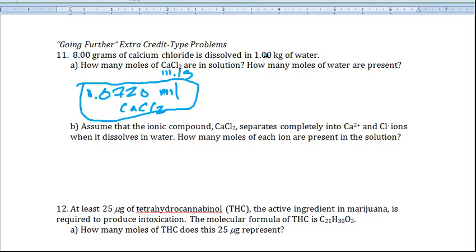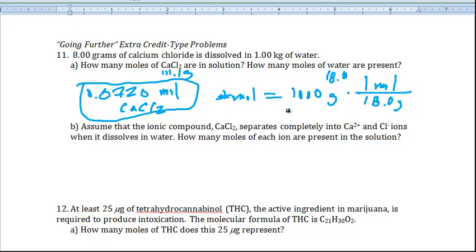Okay. Water. Well, how much water are you given? You know the molar mass of water. That's 18.0. If you have 1 kilogram of water, that means you have 1,000 grams. And then you divide that by the molar mass of water. And when you crank that through, you'll get 55.6 moles of water. Okay, so that's not too bad.